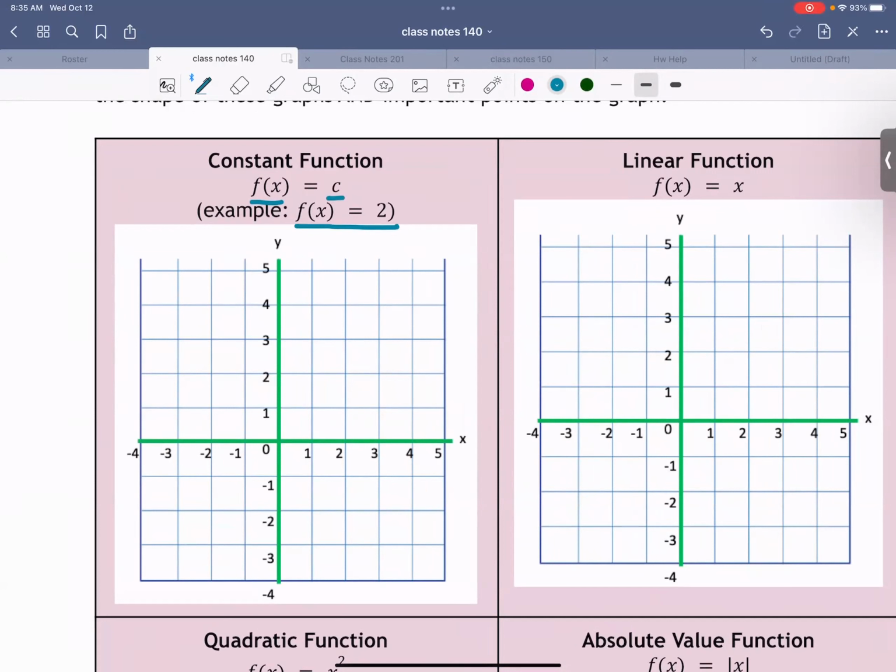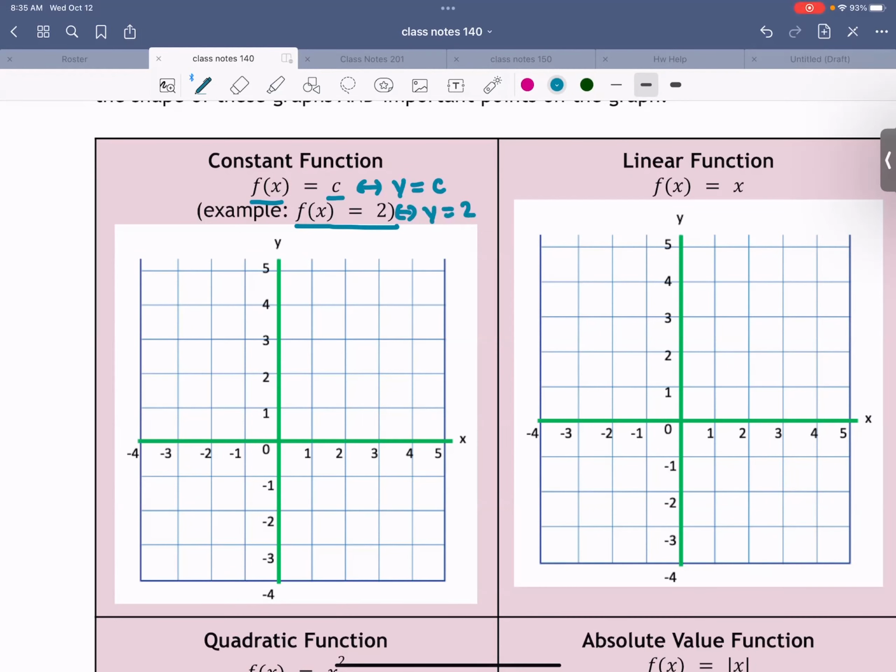Okay, and if you ever get confused as to how to draw a graph using the function notation, you can always replace f of x with y. So you can always say y equals 2 instead of f of x equals 2, if that makes it a little bit easier. Okay, so y equals 2.